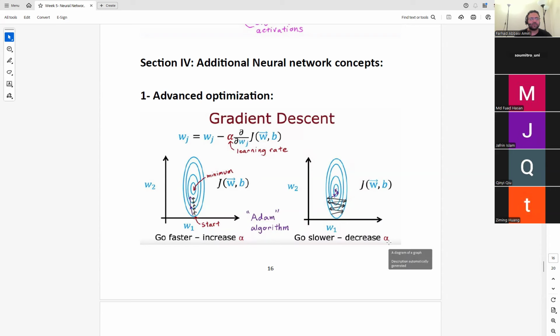There is an optimization algorithm. We call it the Adam algorithm. It does the same thing that I just mentioned.